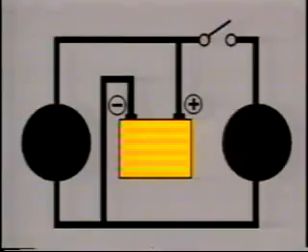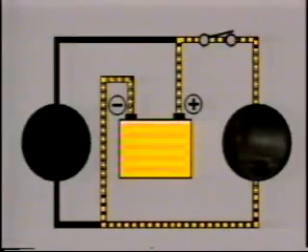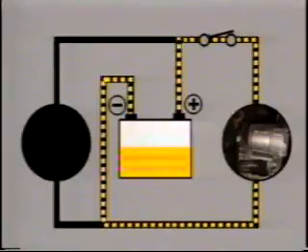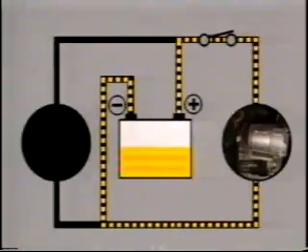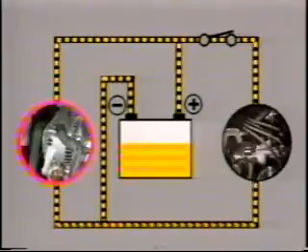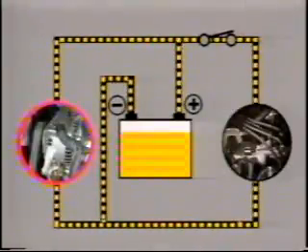When the ignition switch is turned to start, current flows from the battery to the starter motor and the engine starts. Then, the alternator starts to generate electricity and current flows to the ignition system. At the same time, the alternator sends current to the battery to charge it because the battery was discharged during starting.